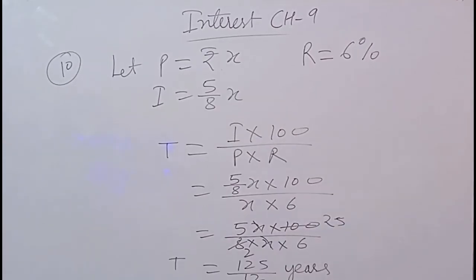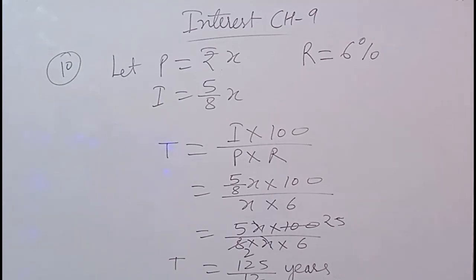Children, I am taking question number 10. That is, in what time will the interest on a certain sum of money at 6% be 5 upon 8 of itself? So let the principal be rupees X. So the interest will be 5 upon 8 X. Rate of interest is given as 6%. Now we will put the values in the formula. T equal to I into 100 upon P into R. So 5 upon 8 X into 100 upon X into 6.